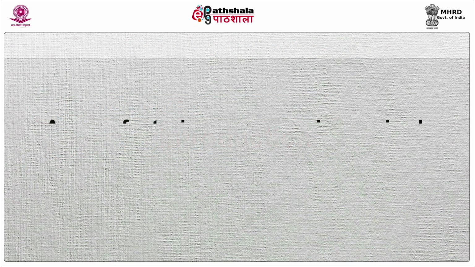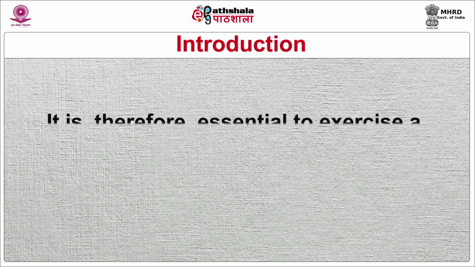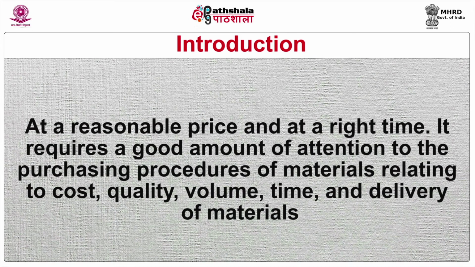Introduction. A manufacturing company is required to invest a huge amount of money in purchasing materials. It is therefore essential to exercise a proper material and purchase control. Purchase control refers to the purchase of materials of right quality in a right quantity, at a reasonable price and at a right time. It requires a good amount of attention to the purchasing procedures of material relating to cost, quality, volume, time and delivery of materials.